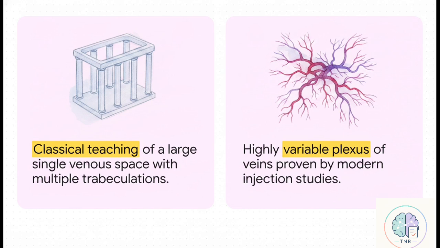Thanks to detailed injection studies and actual surgical experience, we know the sinus is really a highly variable plexus of individual veins. It's not one big cavern at all. And the crazy thing is, this venous network varies wildly from person to person. Actually, scratch that. It even varies from side to side in the exact same patient.